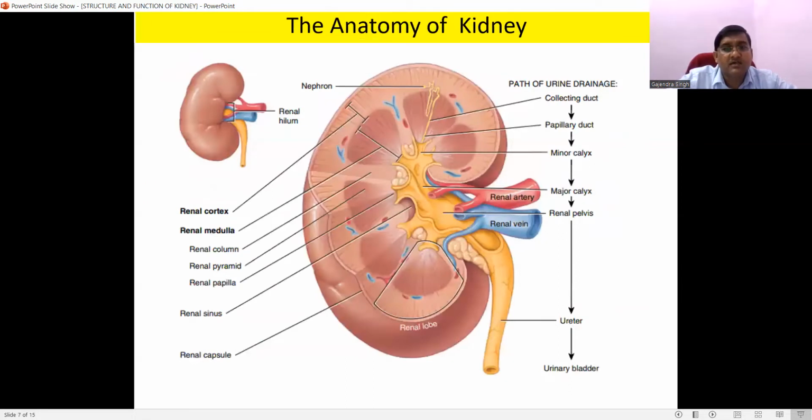Next, we can see the anatomy of the kidney, the internal structure of the kidney. How does the kidney look from within? We can see that it mainly has two parts. The outer part, which is superficial, is known as the renal cortex. This is the light red area, known as the cortex. And there is another area which is deep inside. This is a comparatively darker red inner region, which is known as the renal medulla.